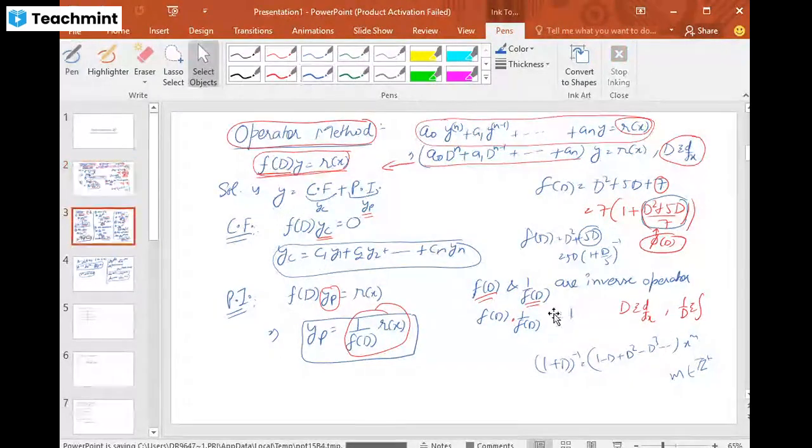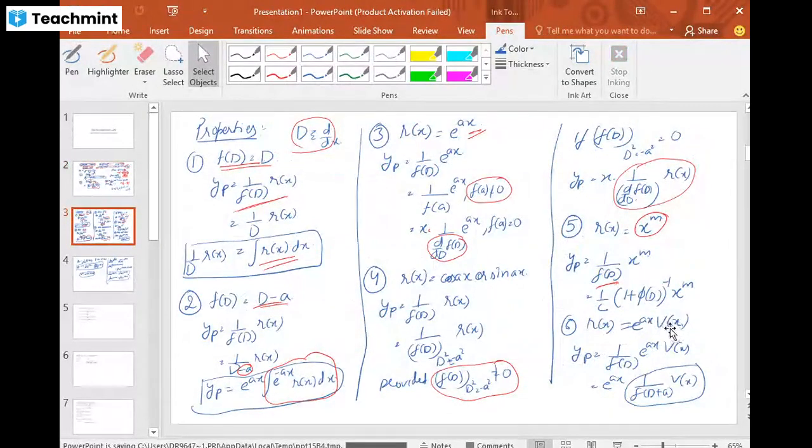Next property is if we have R(x) as a product of two functions, one is an exponential and the other is any other function. Then we can take the exponential function outside and replace D with D plus a. In case of a product of two functions, just keep the exponential function outside, replace D with D plus a, and then apply this operator on the other function V(x). Depending on what kind of function we have, we can apply the property. If it is sine or cosine, we can use this property. If it is an algebraic function, then we can use that property, and so on.